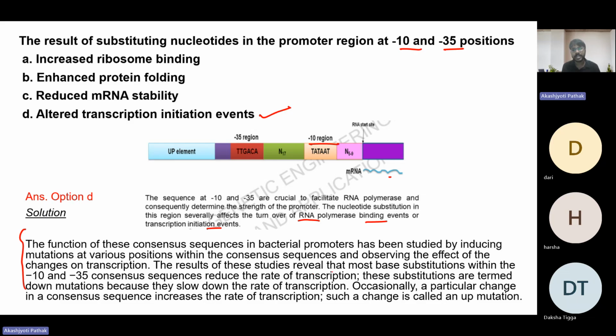So this is how it was identified that these regions are very essential for RNA polymerase binding to the promoter region. The results of these studies reveal that most base substitutions within the -10 and -35 consensus sequences reduce the rate of transcription, which means that less mRNA will be formed. These substitutions are termed down mutations because they slow down the rate of transcription. Now, occasionally, a certain mutation can increase the rate of transcription. Such a change is called an up mutation. So your transcription initiation events and your expression of the mRNA will be determined by what type of sequence you have in the promoter region.